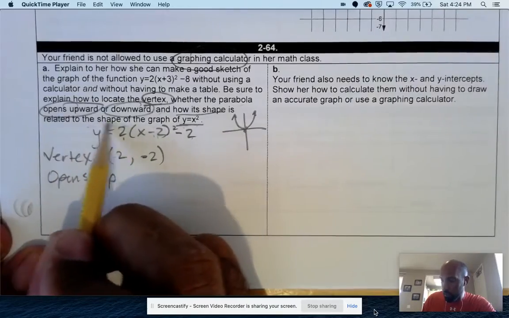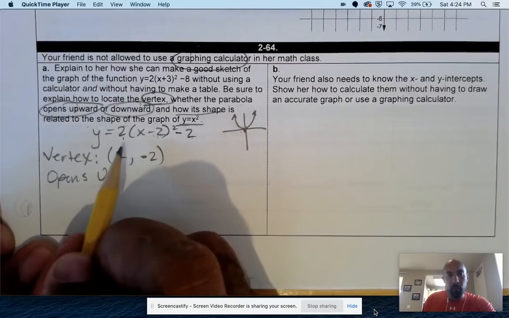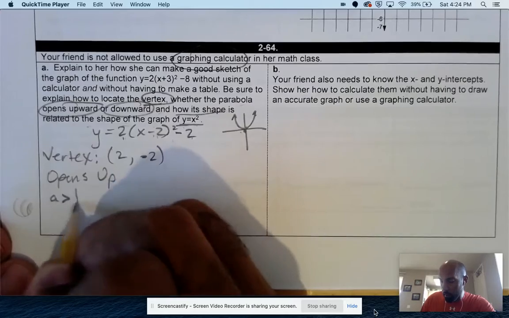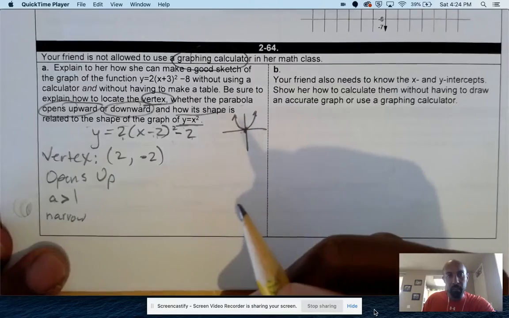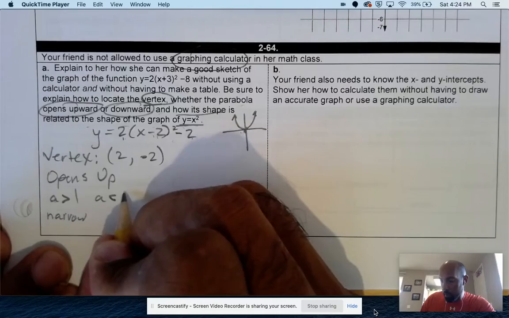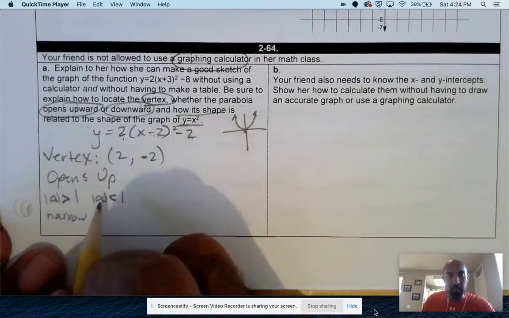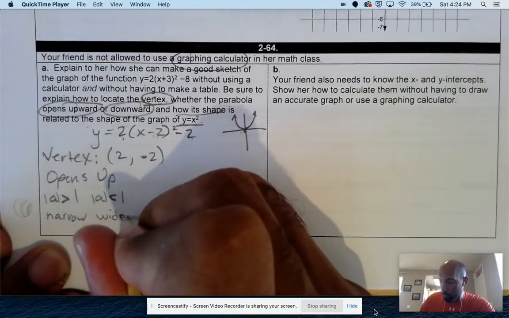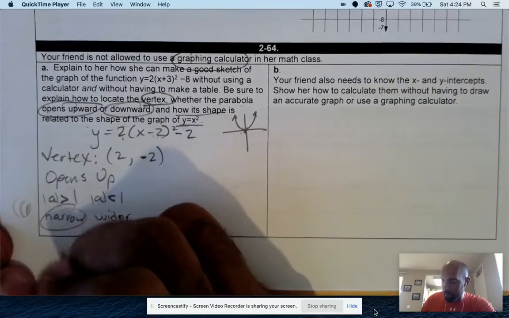Okay, and then the last part is how does the shape relate to the normal graph, the base graph of y equals x squared? Well, the way we know that is by looking at, again, the a value. If your a is greater than 1, it's going to be narrow or skinny. Basically the bigger that number gets, the skinnier the graph gets. If a is less than 1, and actually I should say the absolute value of a, because it doesn't matter if that's negative or positive, when the number gets smaller, it's going to get wider. So in this case, it's bigger than 1, so that means it's going to be narrow. It's just going to be a skinnier graph.